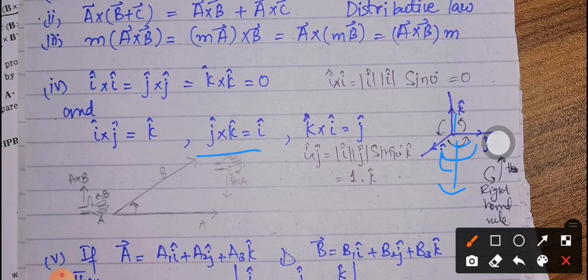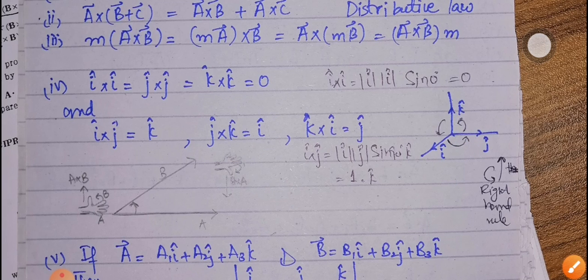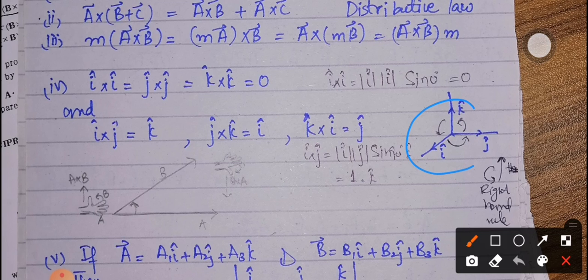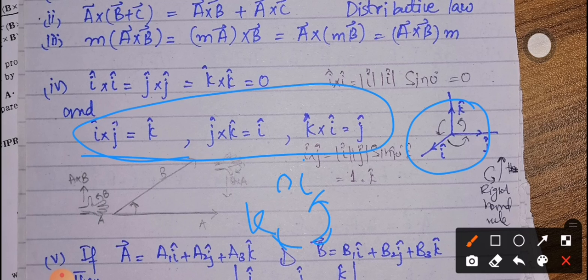For j cross k, we are going to have i, and for k cross j, we are going to have minus i, obviously the negative direction. Then for k cross i, we are going to have j, and for i cross k, we will have minus j. So it means we have to follow this circle, that is from i to j to k. If we follow this circle, we can easily write down the products over here.